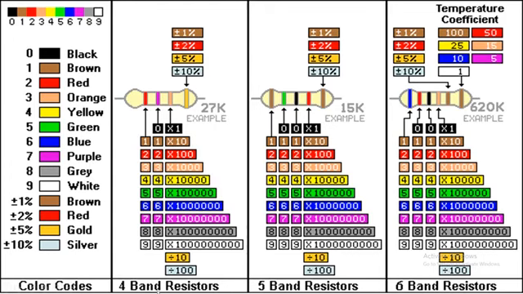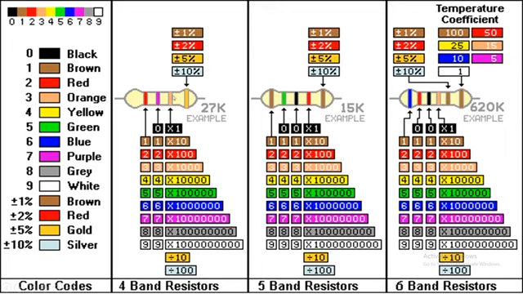You can see here the 4-band resistor, how to read the value of the 4-band resistor. The first band value is 2 because here the color is red, so you write 2. The second color is purple. The value of purple is 7. You need to write 7.